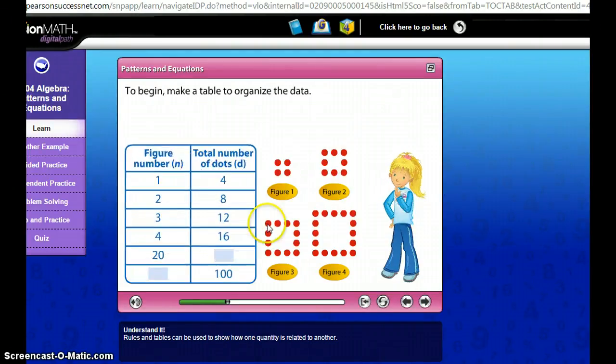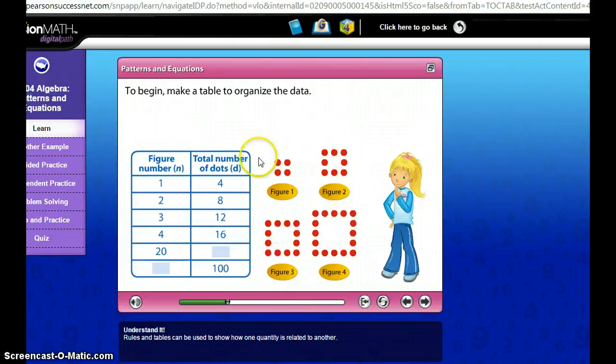To begin, make a table to organize the data. So figure 1 has 4 dots, 2 has 8, 3 has 12, 4 has 16. We want to figure out how many dots the 20th figure is going to have, and which figure number is going to have 100 dots.